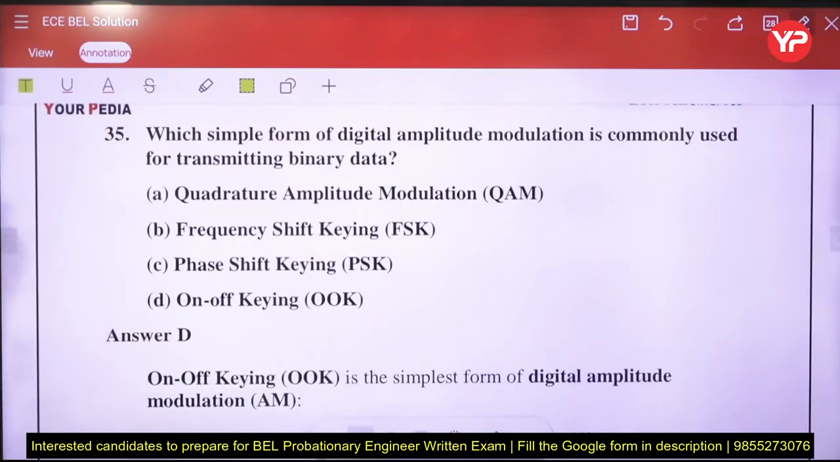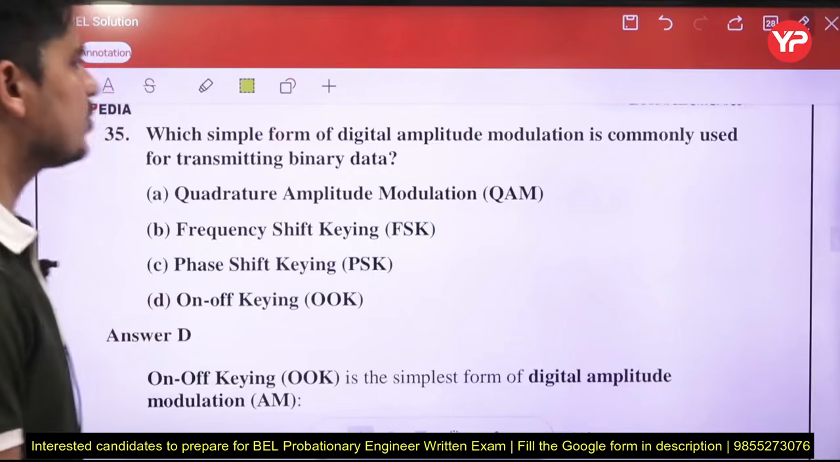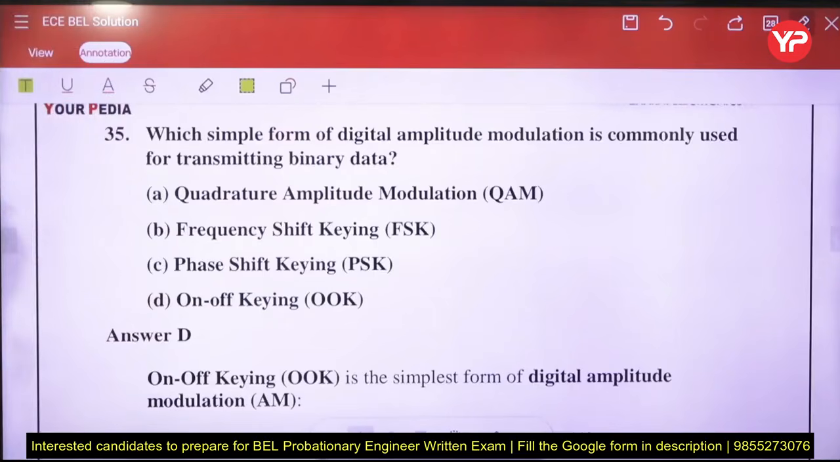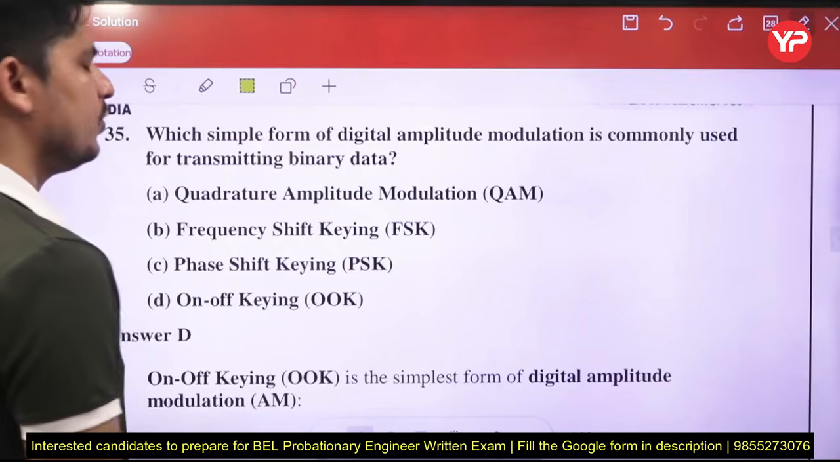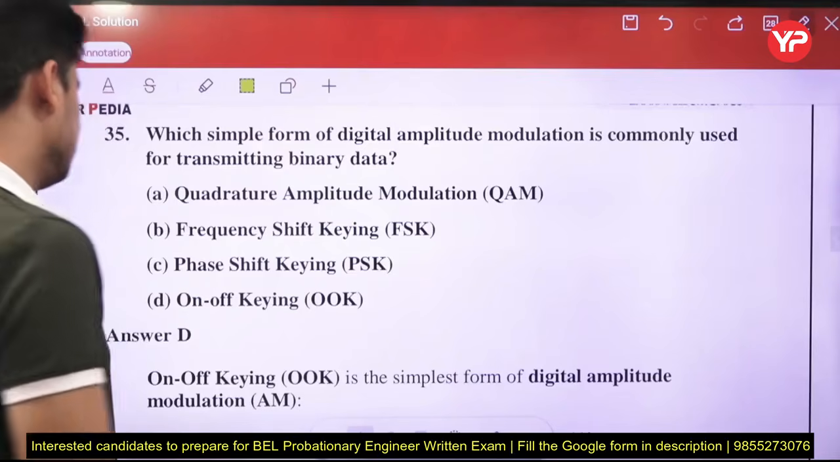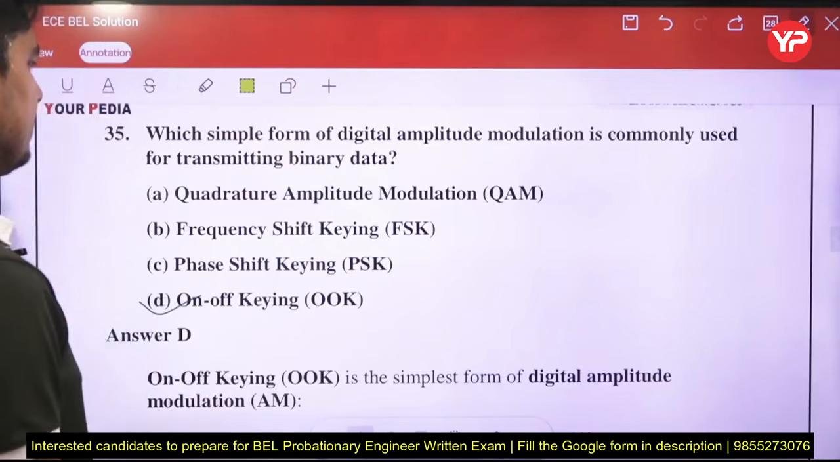Which simple form of digital amplitude modulation is commonly used in transmitting binary data? Whenever we are talking about the most common or simplest form, it is on-off keying, or we can say ASK.